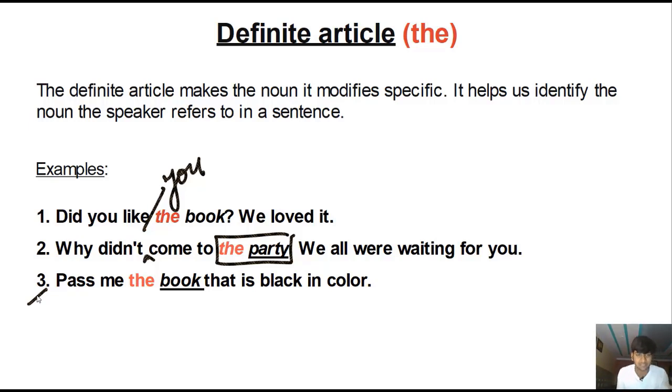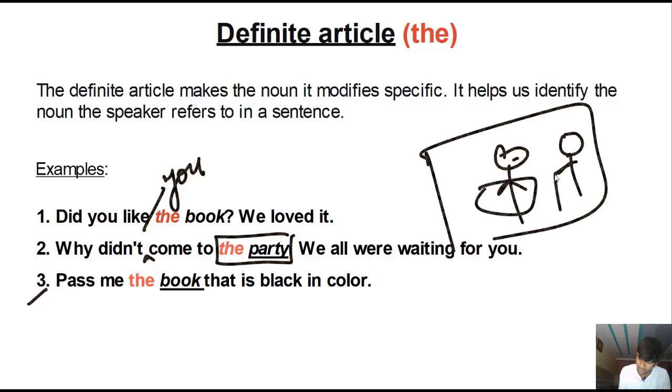If I simply say, pass me the book, let's suppose we are sitting in a room, right? I'm sitting on a chair, you're also sitting on a chair, and before you there is a table with a lot of books on it. So if I say, pass me the book, since the table has a lot of books, you wouldn't know which book I'm talking about. So I have to give some essential information to make the noun specific and let you know exactly which book I'm referring to.